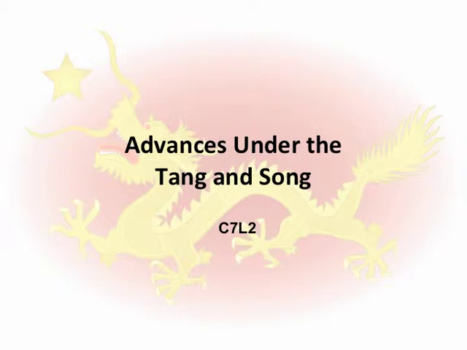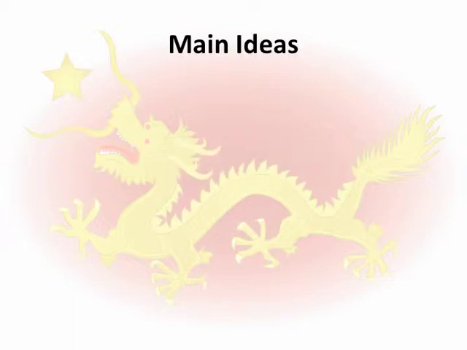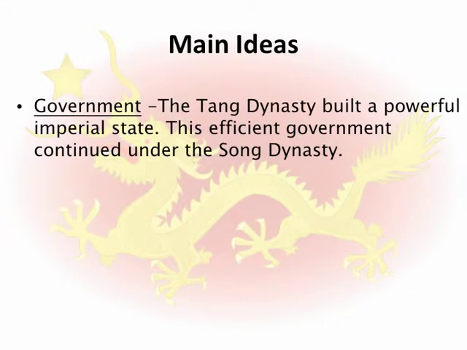This is Chapter 7, Lesson 2, Advances under the Tang and Song Dynasty. So the main ideas we're looking at in this section: we're looking at the government. The Tang dynasty built a powerful imperial state. This efficient government continued under the Song dynasty.